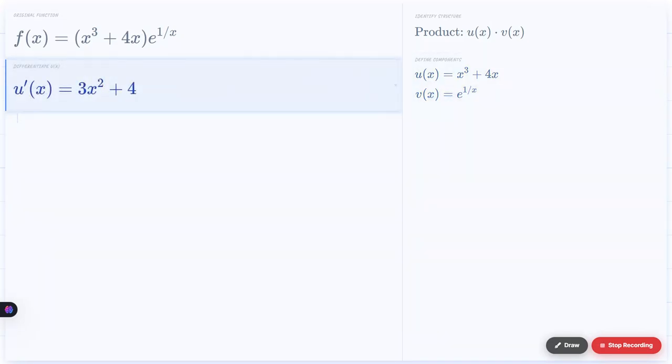We find the derivative of which is 3 squared plus 4. We do this to prepare for the product rule. The power rule tells us how to change terms with exponents.